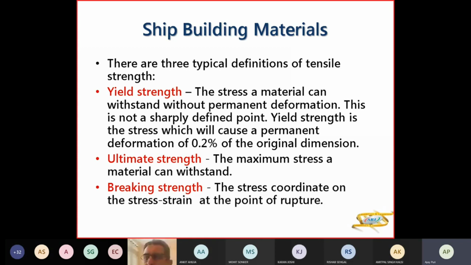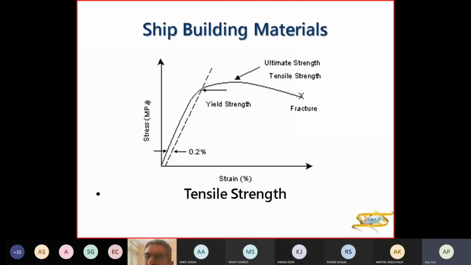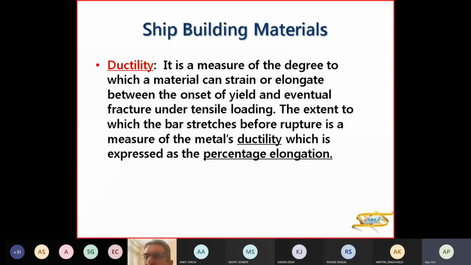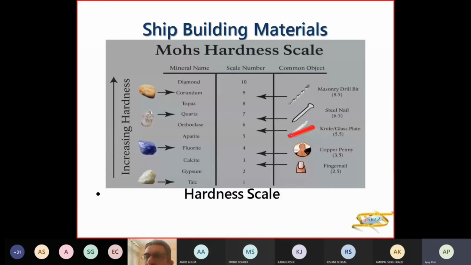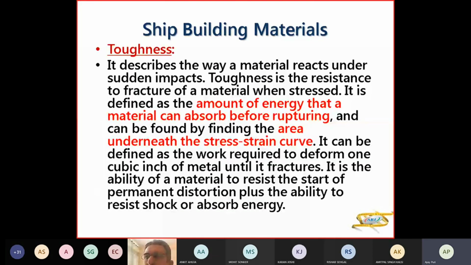So the point of UTS and breaking strength are more for a ductile material and less for a brittle material. Now I'll show you a full diagram here and then we'll do your stress strain graph. Then we'll come back here.